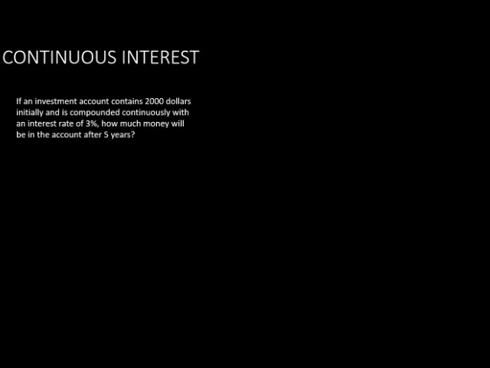Let's begin by introducing the continuous interest formula. The continuous interest formula says y is equal to p times lowercase e raised to the r times t. In this example, y is still the amount in the account, p is still the principal or initial investment, r is still the rate, and t is still the number of years.